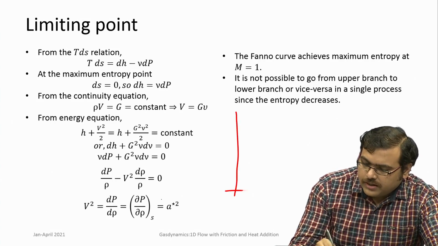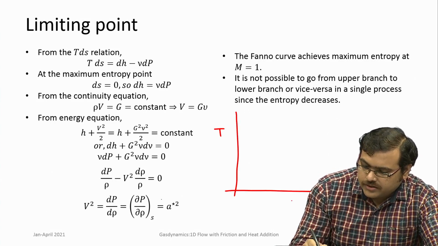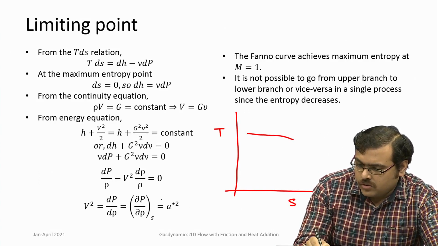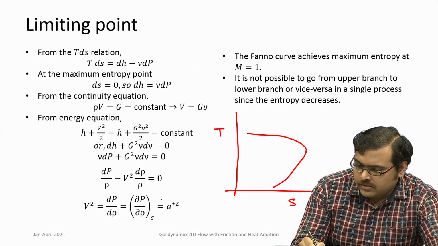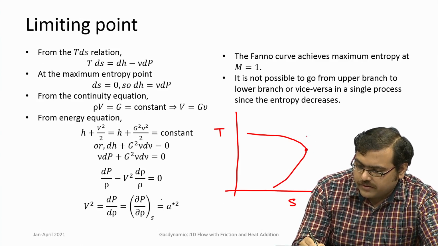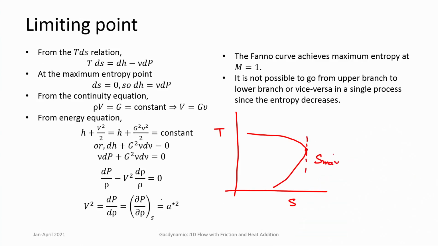So, we are looking at this particular point where there is a maximum of entropy, S max, and T naught is a constant. So, what is the condition at which S is equal to S max? Entropy is maximum. What is this particular condition?